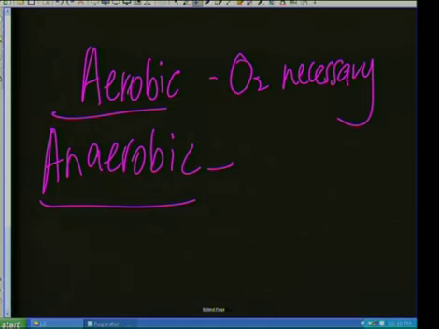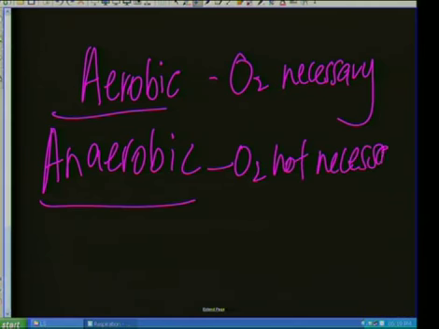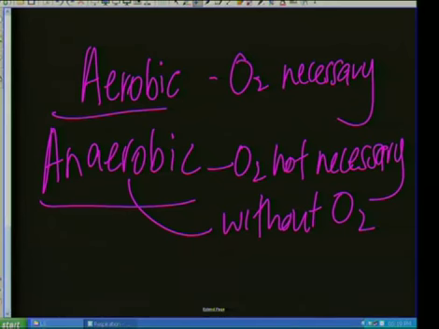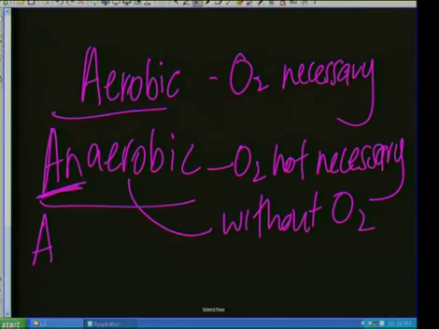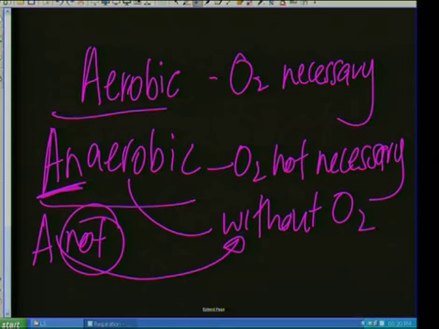And anaerobic, oxygen is not necessary. In fact, anaerobic is without oxygen. And by now, if you're a life science student in grade 11, you should have picked this up, that in biology, anything related to biology, and we're calling it life science, anything in this subject where the prefix an or a is added to a word, it generally means without or not.